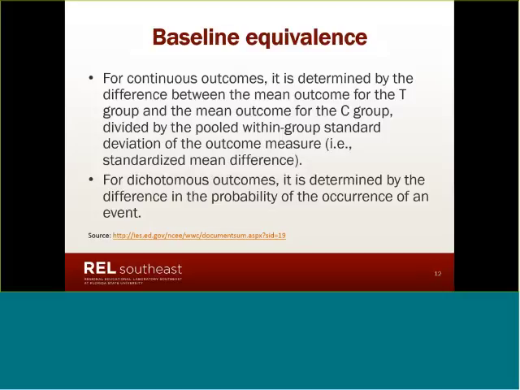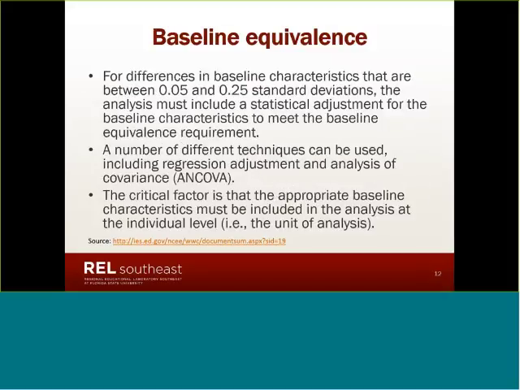For baseline equivalence, for continuous outcomes, it's determined by the difference between the mean outcome for the treatment group and the mean outcome for the control group, divided by the pooled within group standard deviation of the outcome measure. In other words, it's the standardized mean difference. The actual formula is in the handbook, and so you can refer to it if you would like, but also in the handbook is information on when you have dichotomous outcomes. And in that case, baseline equivalence is determined by the difference in the probability of the occurrence of an event between the two groups. And again, more information about the actual calculations can be found in the handbook.